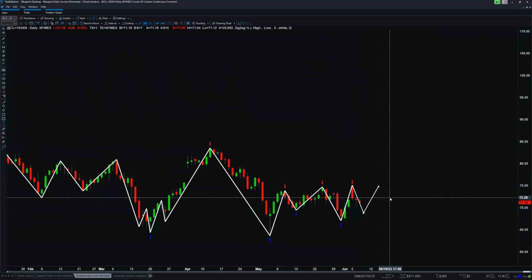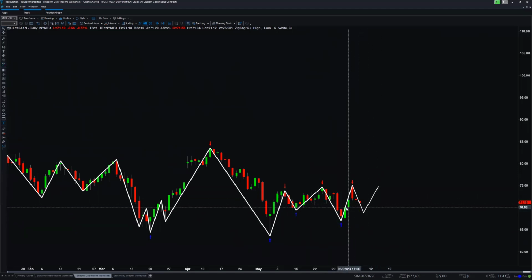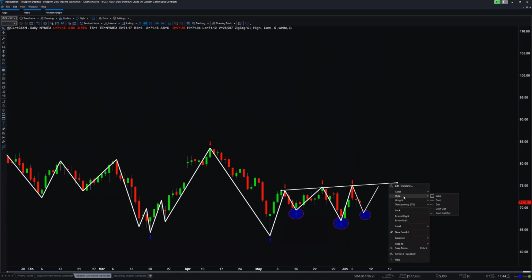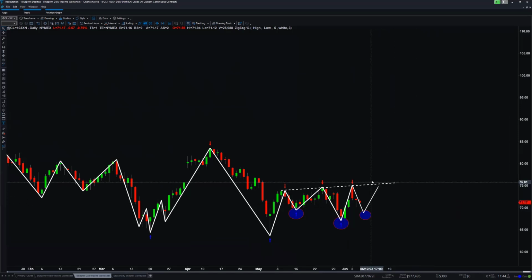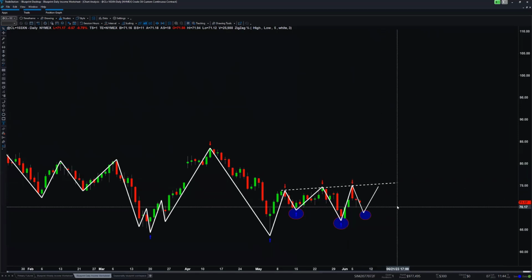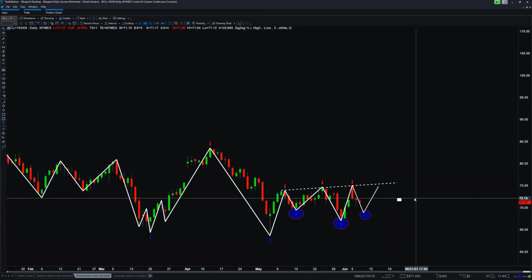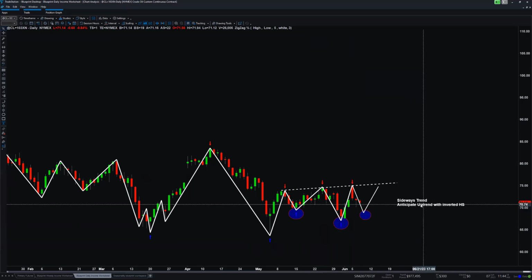Well, if this happens, right, then I may have an inverted head and shoulders, left shoulder, head, and then the right shoulder may come into play here. This would give me a neckline right there. And that would mean that I could anticipate an uptrend. So sideways trend, anticipate uptrend with inverted head and shoulders.